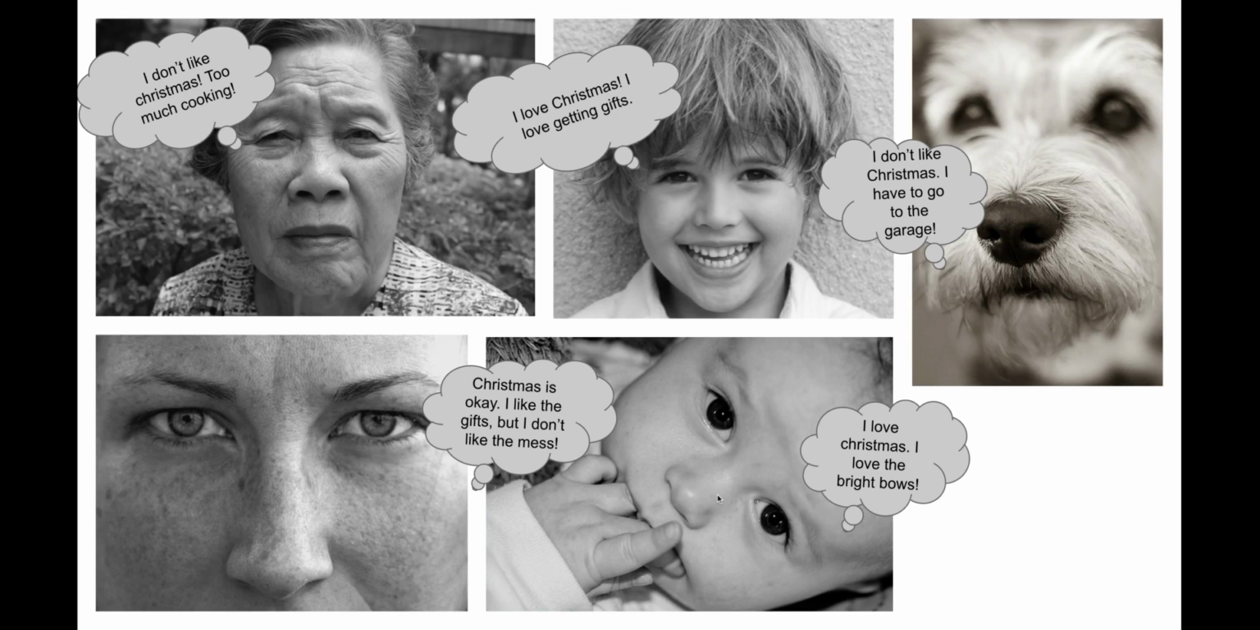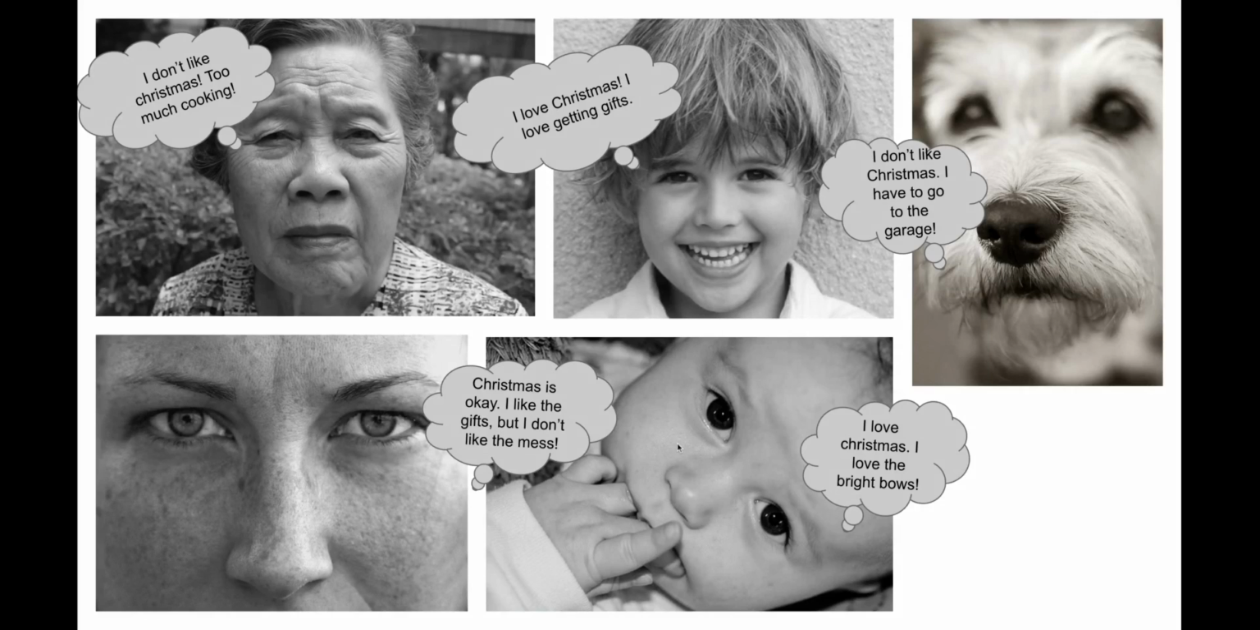How about the baby? Now, this baby can't talk, but actions will tell a lot. I know this baby loves Christmas because she loves the bright bows. That's exactly what she's thinking when she's heading to that present, going to rip the bows off the present to suck on them. She doesn't really care about what's in the gift. She just likes the bright bows. So she loves Christmas.